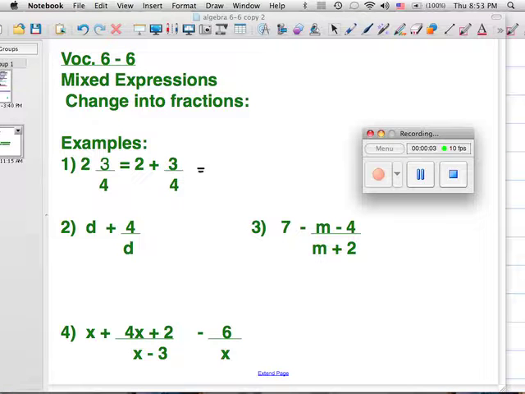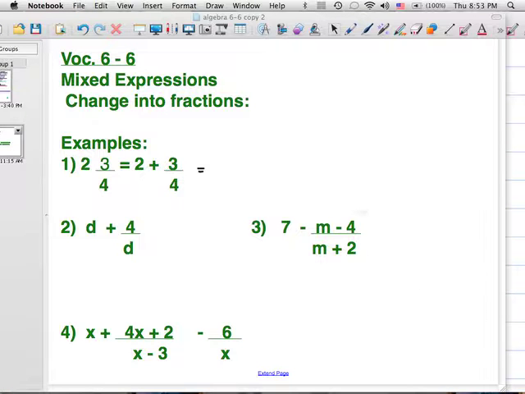We're on chapter 6, section 6. We're going to be changing mixed expressions into fractions.